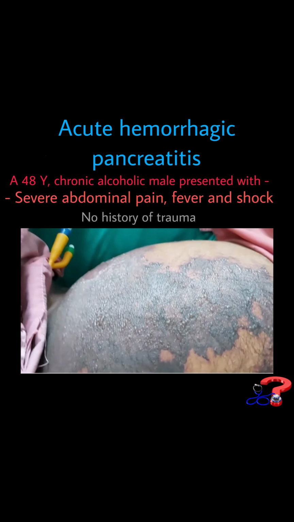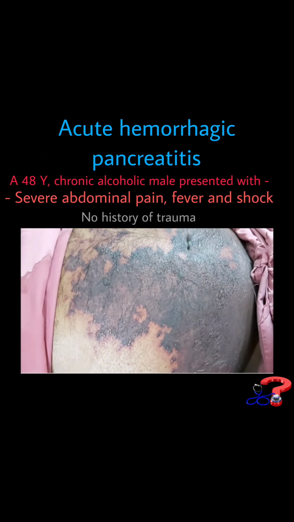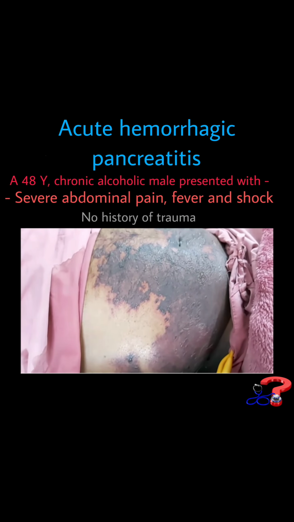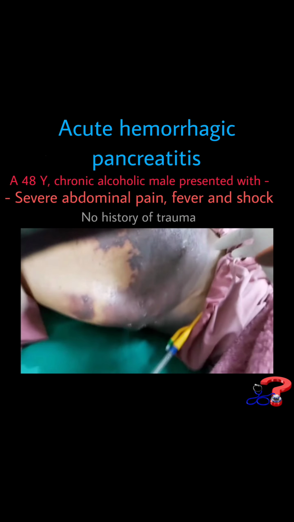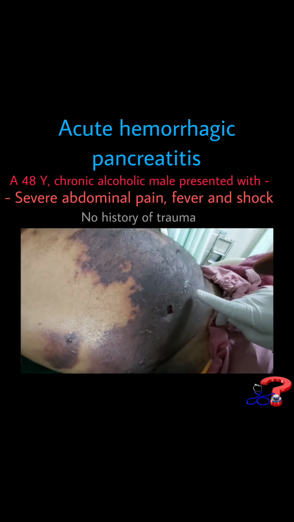There are multiple complications also. One is this, you are seeing this hemorrhagic pancreatitis. Other complications can also occur. One is like pancreatic pseudocyst, pancreatic abscess, splenic vein thrombosis, rupture of any pseudoaneurysm of the artery supplying the pancreas.